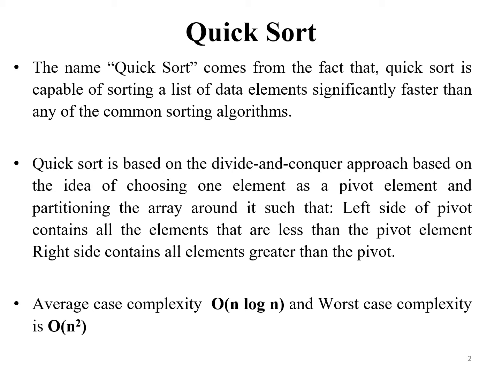Quicksort is based on the divide and conquer approach, based on the idea of choosing one element as a pivot element and partitioning the array around it, such that the left side of the pivot contains all the elements that are less than the pivot element and the right side contains all elements greater than the pivot. The average case complexity is big O n log n and the worst case complexity is big O n square.